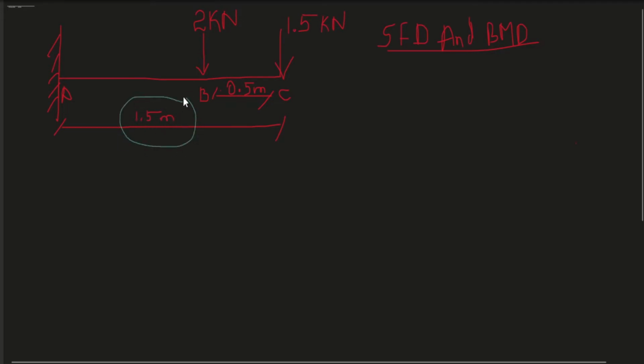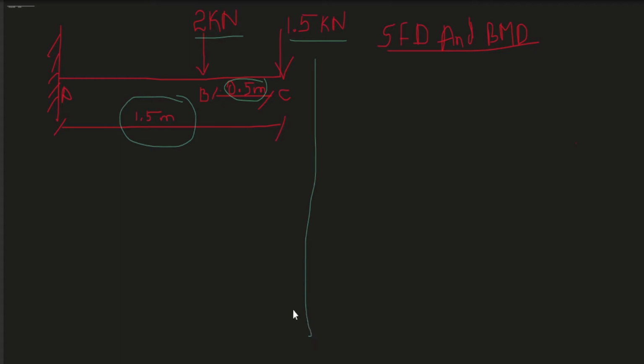Here the length is given, the total full length from A to C, and at the end of the beam a 1.5 kilonewton load is applied, and at 0.5 meter from this end another 2 kilonewton force is applied. So we need to draw the shear force and the bending moment diagram. I'll just mark it over here. Just draw the points, draw the lines so that I can draw the shear force and the bending moment diagram at these points.